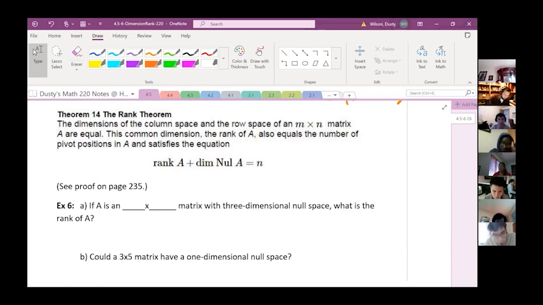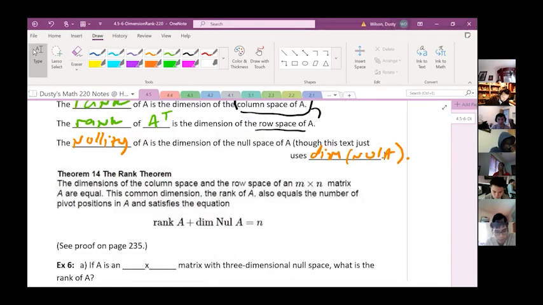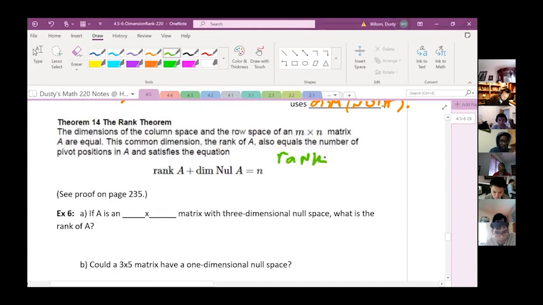So this is saying rank plus nullity equals n.